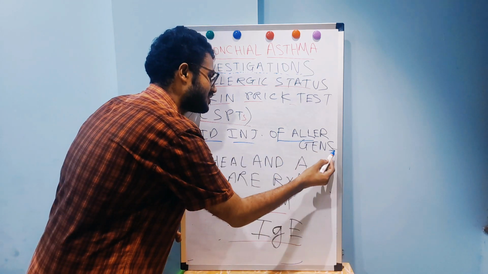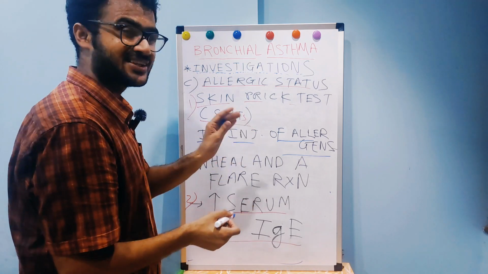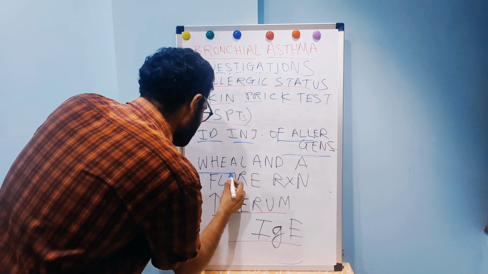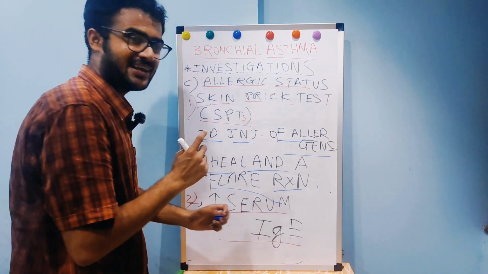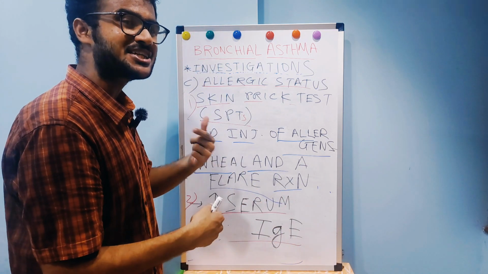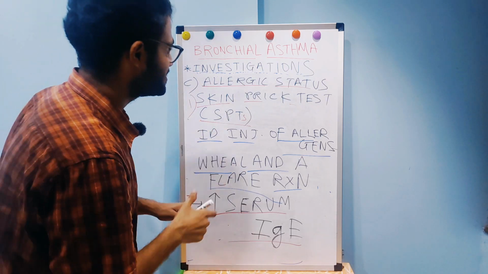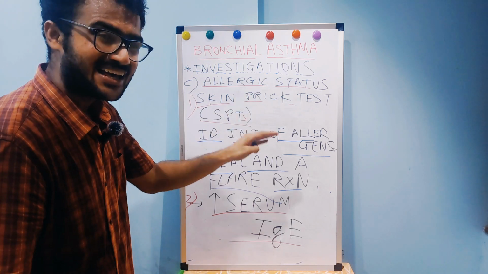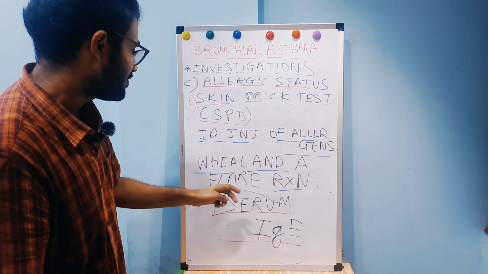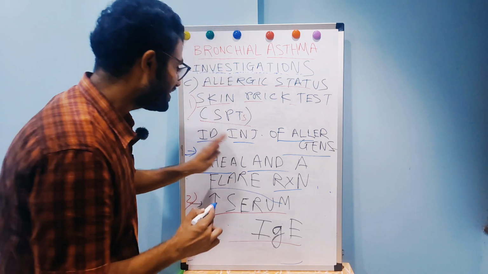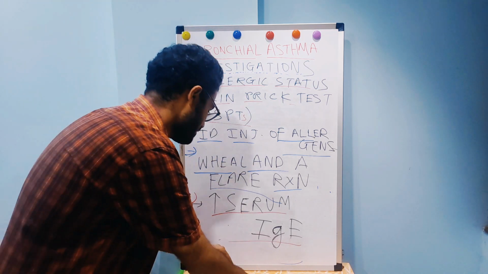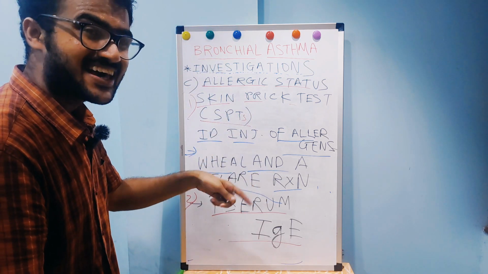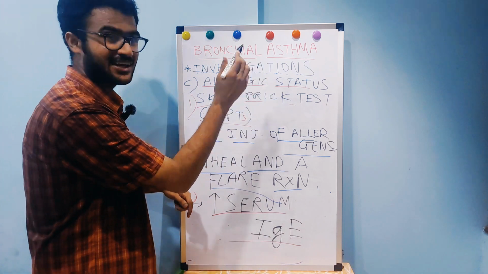injection of allergens like cat fur, pollen grain, dust particles, and we check for development of a wheal and a flare reaction. A wheal and a flare reaction indicates allergic manifestations, which indicates bronchial asthma. So we give intradermal injections of allergens like dust, pollen grain, cat fur, and we check for development of a wheal and a flare reaction, and basically that indicates allergic manifestations and that indicates bronchial asthma.